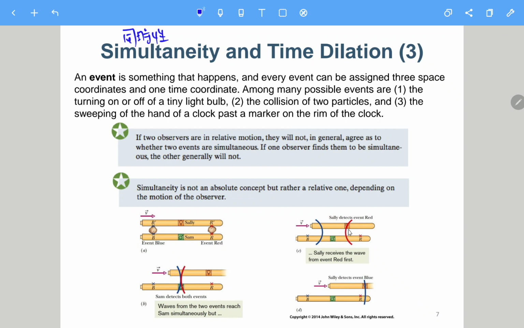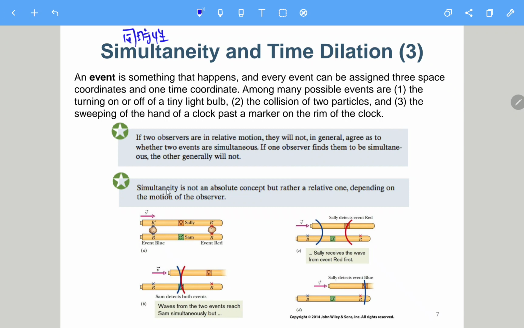So if Sally is moving to the right side, Sally will detect this red light first, and then the blue light is still propagating in here, and then sometime later the red light and the blue light will approach Sam in the middle, because Sam doesn't really move. So Sam will feel that blue and red occur at the same time, because he receives the blue light and the red light at the same time. However, sometime later, Sally moves to here, and then she receives the blue light. So Sally may feel that red occurs first.